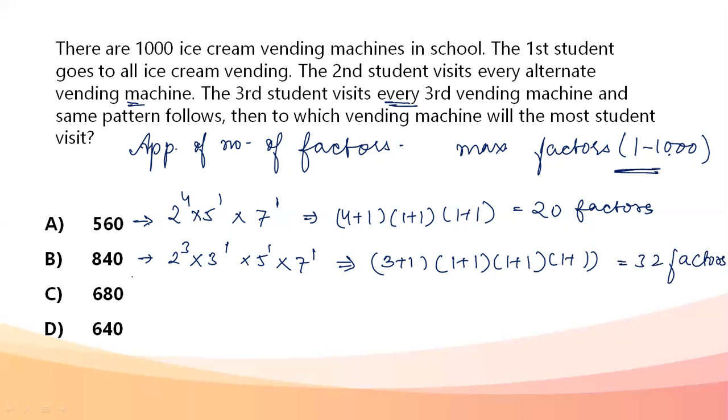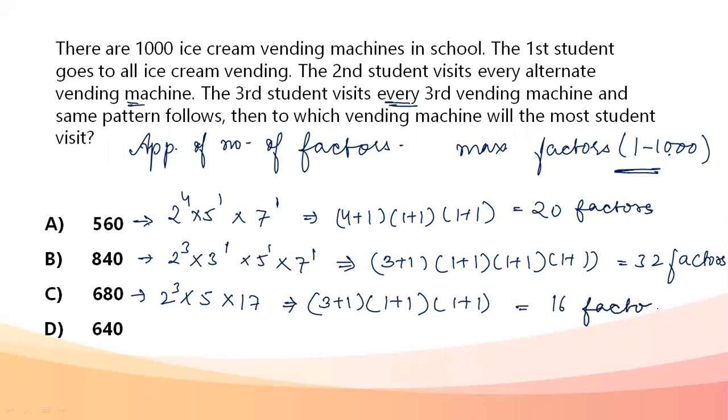Next thing. 680, if we talk about, 680 is going to be 2 cube into 5 into 17. Number of factors becomes 3 plus 1 into 1 plus 1 into 1 plus 1. That is 2 into 2 is 4, 4 into 4 is 16. Just 16 factors. Next, if we talk about 640, 640 is actually 2 power 7 into 5, which is 8 into 2. That is again 16 factors only.